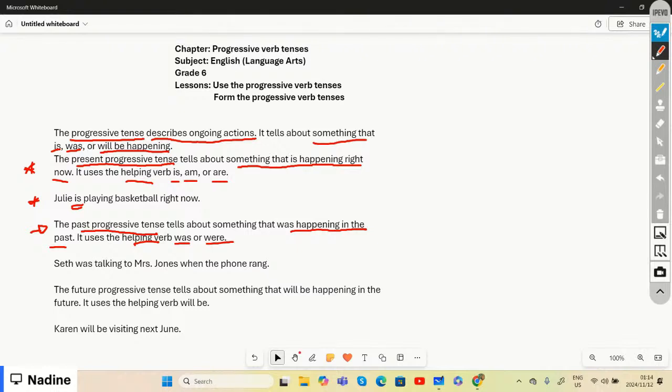All right. And if we look at an example of our past progressive tense, the example says Seth was talking to Mrs. Jones when the phone rang. If we were to identify our helping verb that tells us that something happened in the past, it's was. Was is the word that tells us that something happened in the past. If we're referring to more than one person, then we say were.